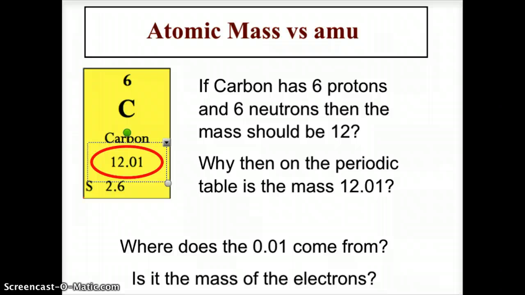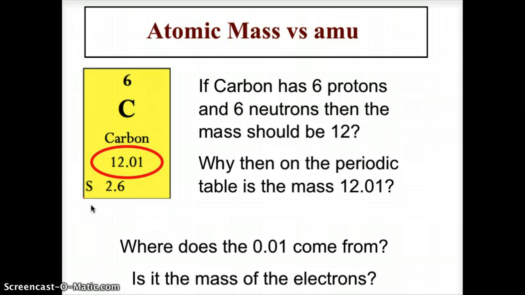Well, if we look at the carbon box for the element on the periodic table, we notice that carbon has an atomic number of 6, which means it has 6 protons, and normally carbon has 6 neutrons, then the mass should be 12. However, on the periodic table, we see that the actual periodic table mass is 12.01. So why is it 12.01? Where does that 0.01 come from?